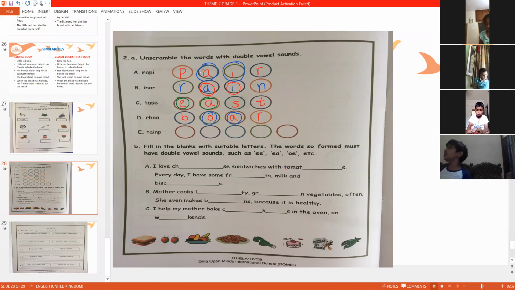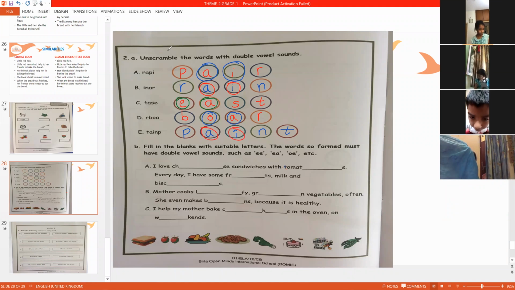And the last one, can you tell me what is that word? Last word. Paint. Very good. That is paint. P-A-I-N-T, paint. So what are the vowels here? A and I. A and I are the vowels.